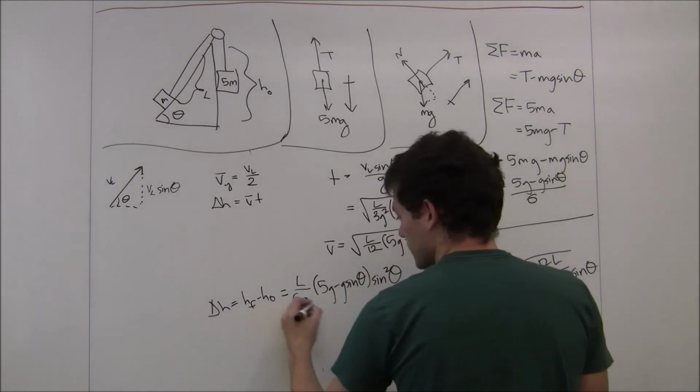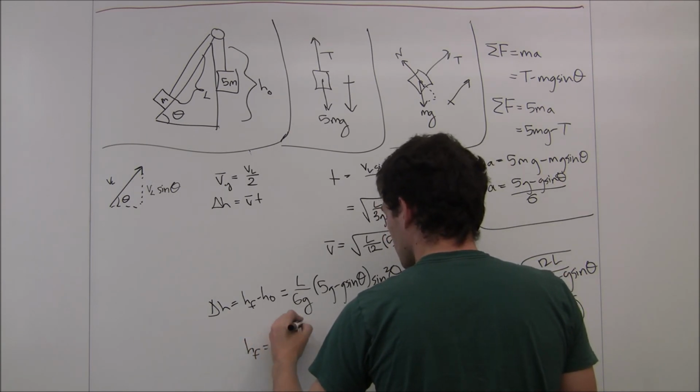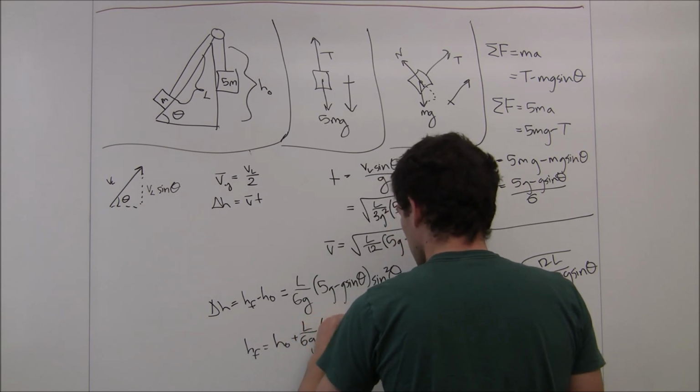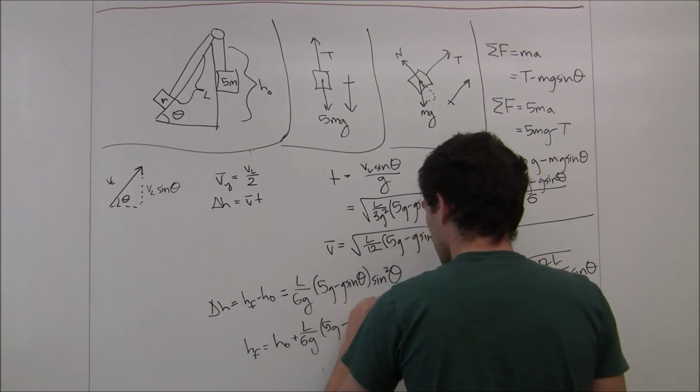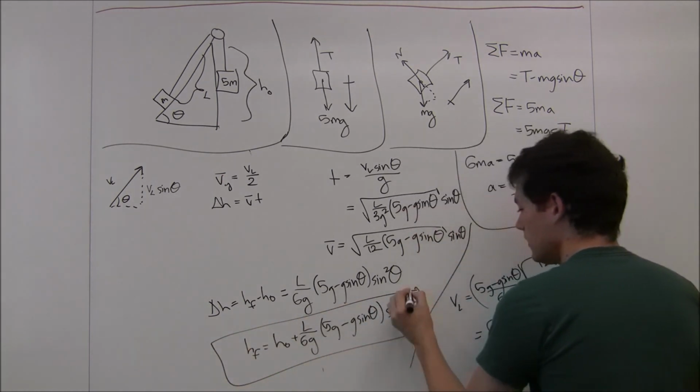Now bring this h naught term over, we get h final is equal to h naught plus L over 6g times 5g minus g sine theta times sine squared theta. And this is our final answer.